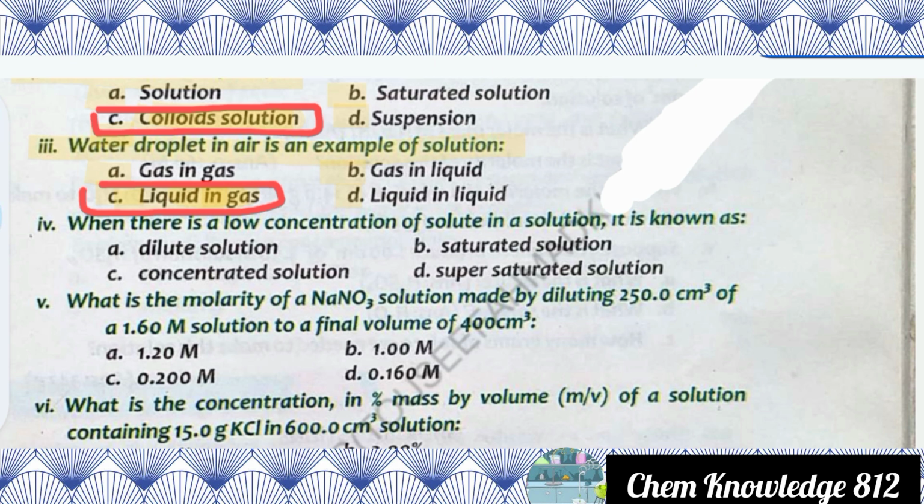Number 4 is, when there is a low concentration of solute in a solution, it is known as A, dilute solution, B, saturated solution, C, concentrated solution, and D, supersaturated solution. So when there is low concentration of solute in solution, the solution will be dilute.